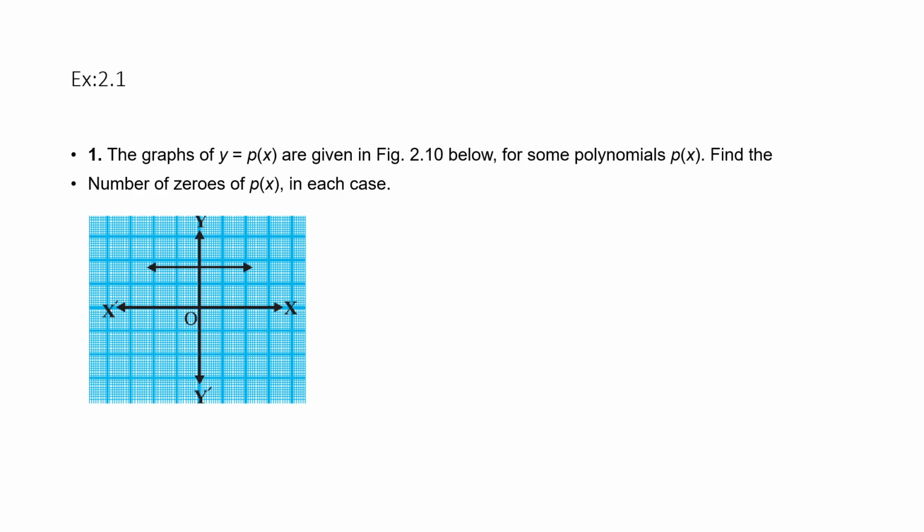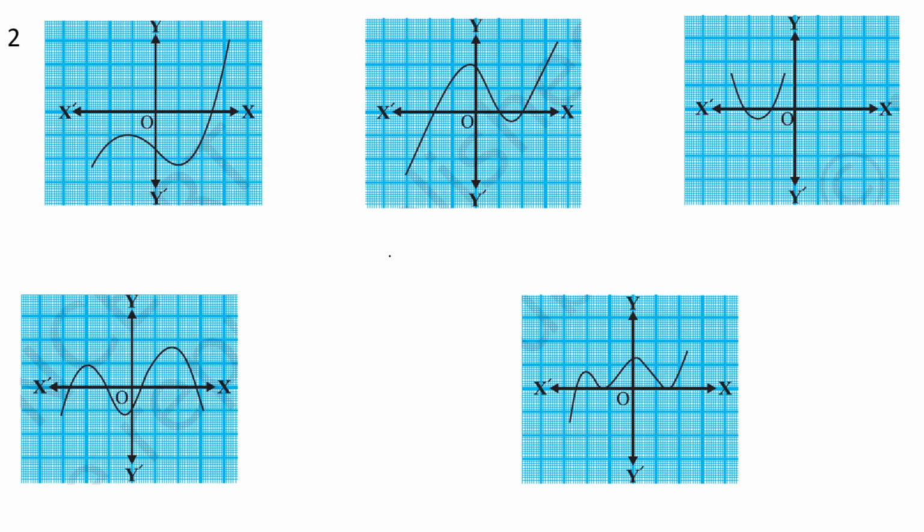Next, coming to the exercise, the graph of y equal to p of x. On seeing the graph, we have to say how many zeros there are. This graph doesn't cut the x-axis at any point, so the number of zeros is 0. Why? Because it doesn't cut the x-axis at any point. The second graph cuts the x-axis at 1 point, so the number of zeros is 1.